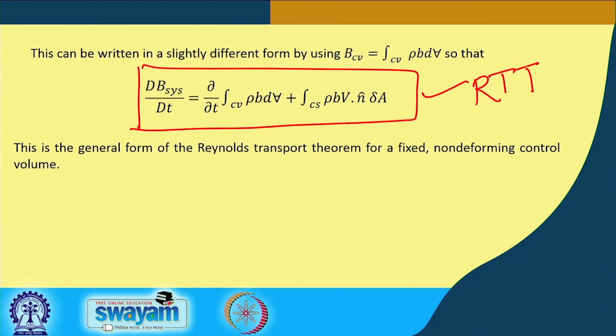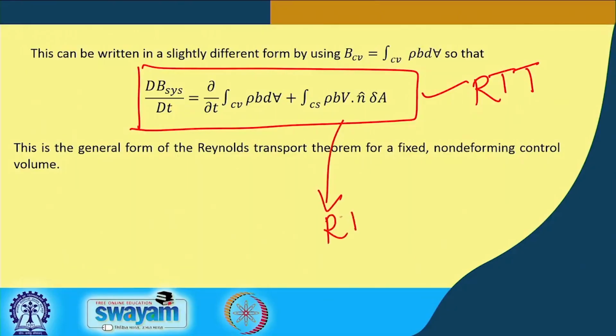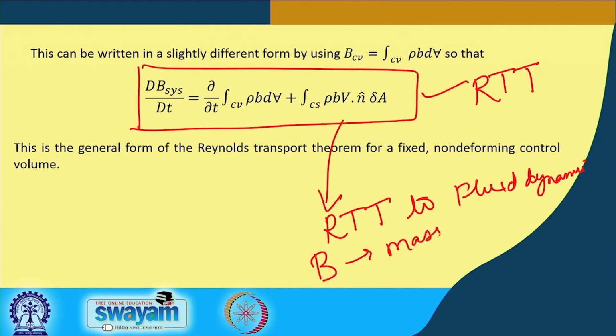In the next class, we are going to apply this Reynolds transport theorem to fluid dynamics, where this property B can be either mass or momentum, and then we are going to work on it. This can be anything because we have derived it for a general system. So B sys can be anything.